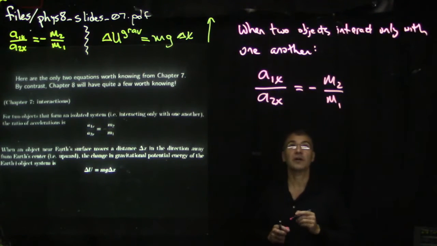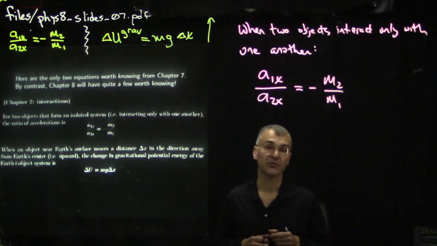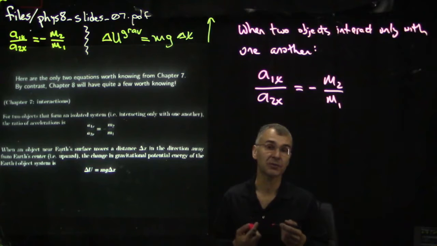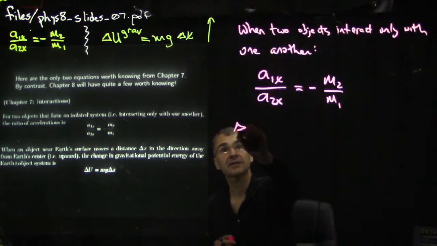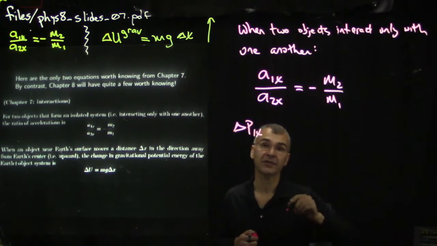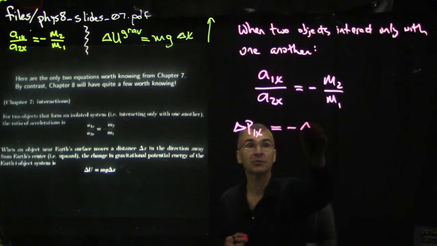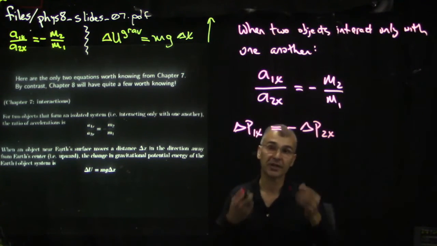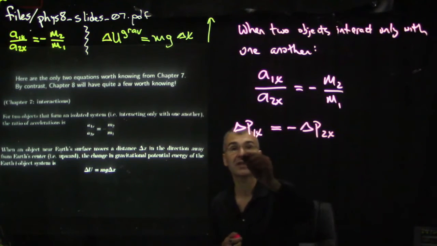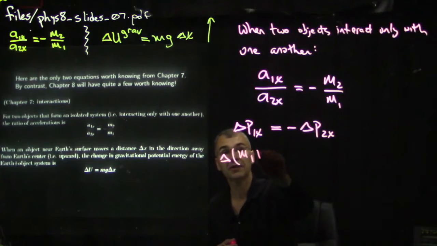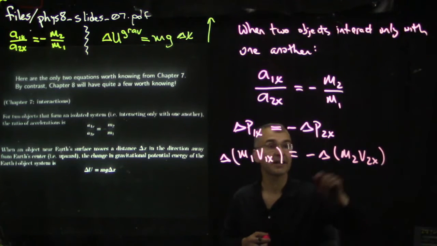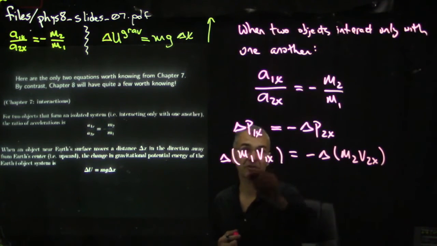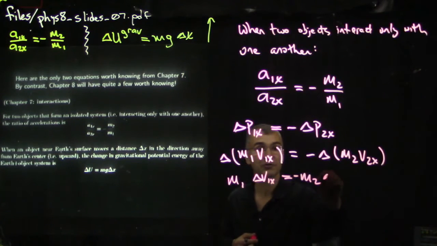And where on earth does that come from? Well, if objects 1 and 2 form an isolated system, at least as far as the x component goes, then you know that the total momentum of the 1-2 system stays constant. So if the momentum of object 1 in the x direction changes, then the momentum of object 2 in the x direction must change in the opposite way, such that the sum of P1 and P2 stays constant. This would be the change in m1 v1x, and that should be minus the change in m2 v2x. If the mass is a constant, then you have m1 delta v1x equals minus m2 delta v2x.